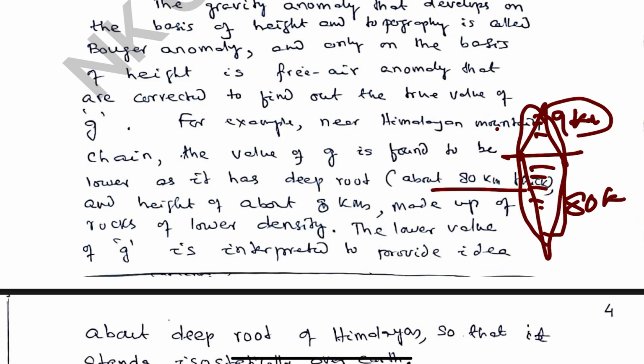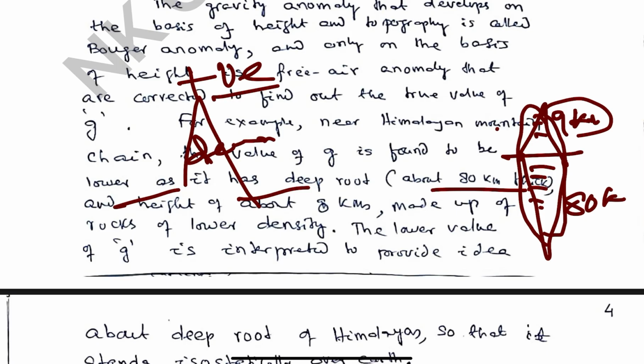And over the mid-ocean areas, the value of G is presenting a positive anomaly, or high value of G. That is because it is made up of dense rocks. So, the composition of rocks modifies the value of G, and on the basis of the value of G, it is possible to get some information about the Earth's interior.